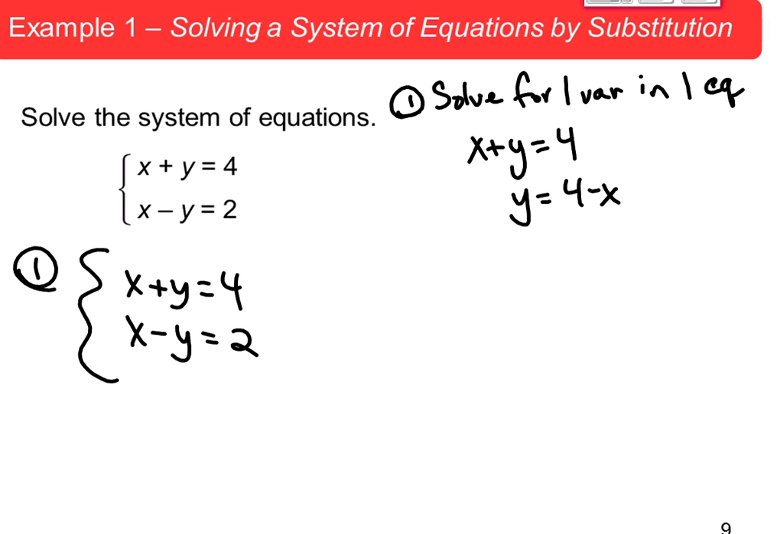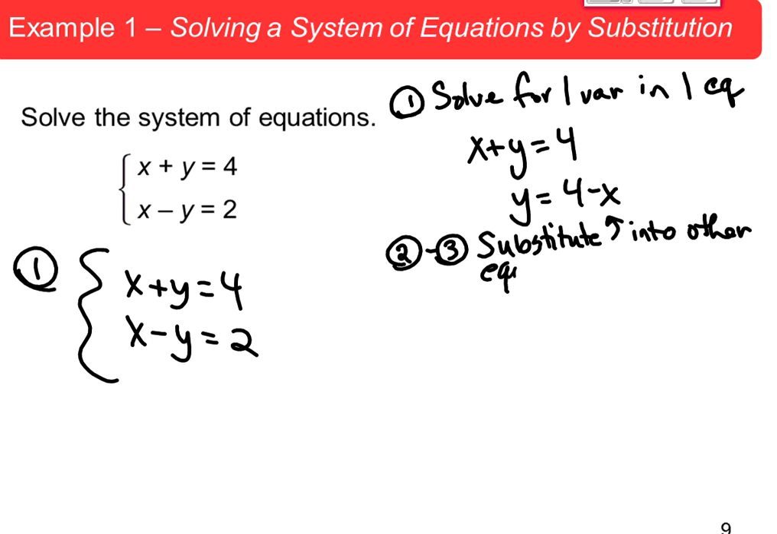So that's all there is to step one in this particular one. And then step 2 and 3 are kind of together, and that is to substitute that expression, this expression into the other equation and solve. So the other equation is x minus y equals 2.